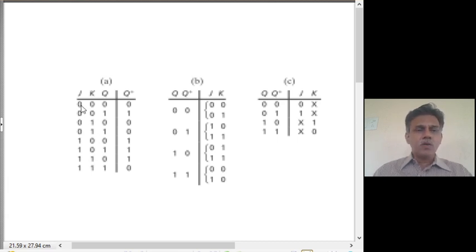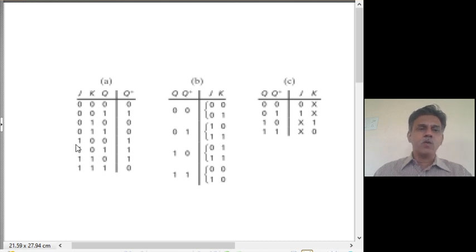When J is equal to 0 and K is equal to 0, it is a no change condition. So, when Q is equal to 0, Q plus is also 0. When Q is 1, Q plus is 1. Then, for the combination of J equal to 0, K equal to 1, it is a reset condition. So, whether Q is 0 or 1, Q plus is always 0.